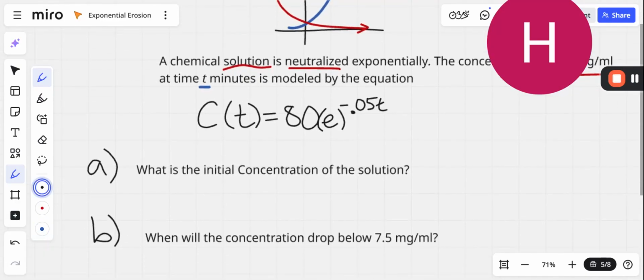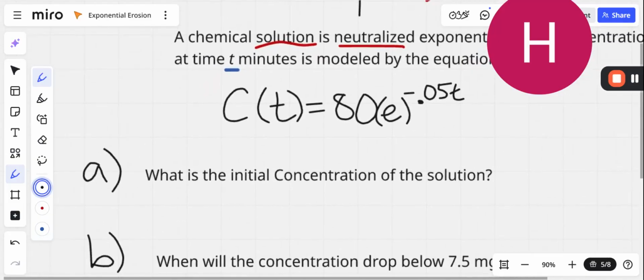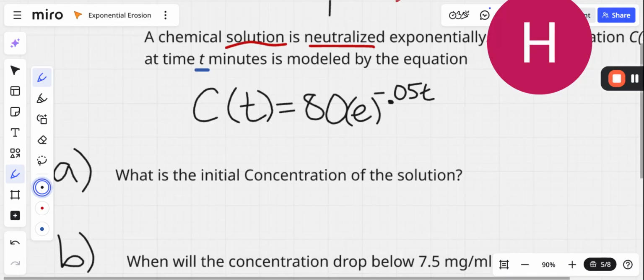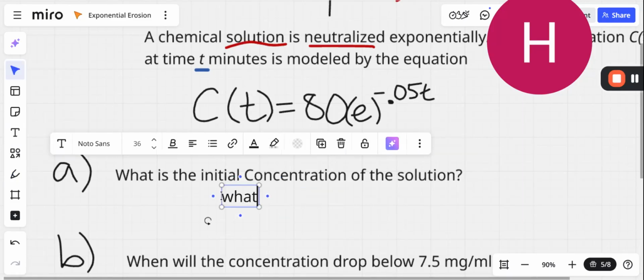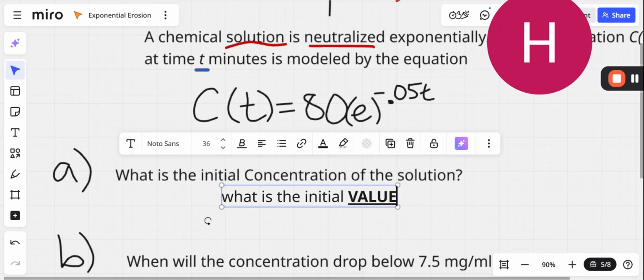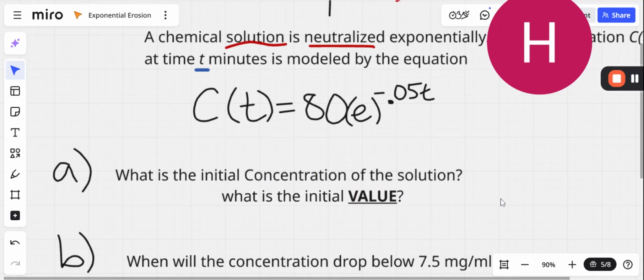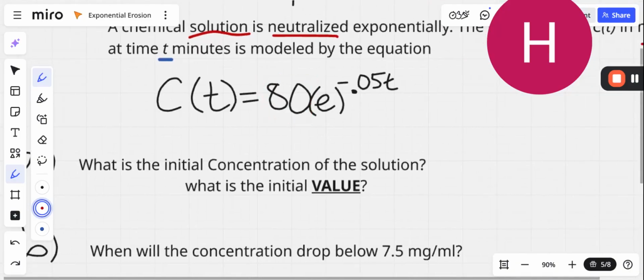Here is our equation. So we're going to start off with part A, very simple. What is the initial concentration of the solution? Well, this is an application of the mathematical concept: what is the initial value? If we can locate the initial value of an exponential function from the equation, you'll know that that's going to be located right here. It's going to be 80, and let's see why by plugging in the value 0, because the initial concentration would happen at t equals 0 minutes having passed by.